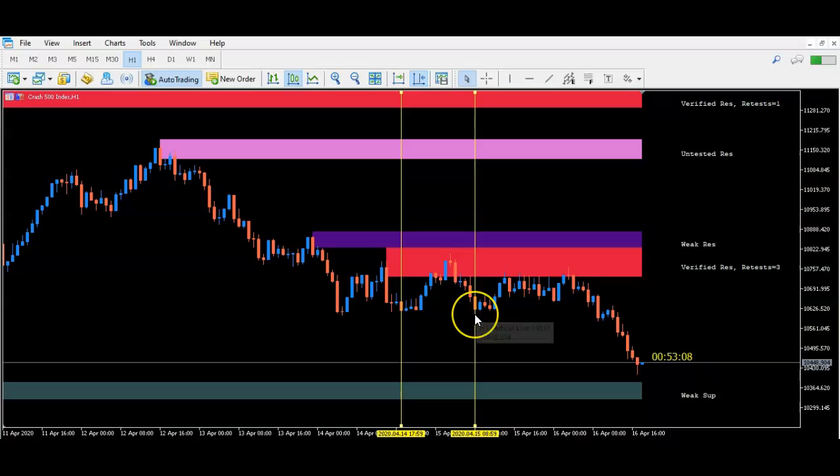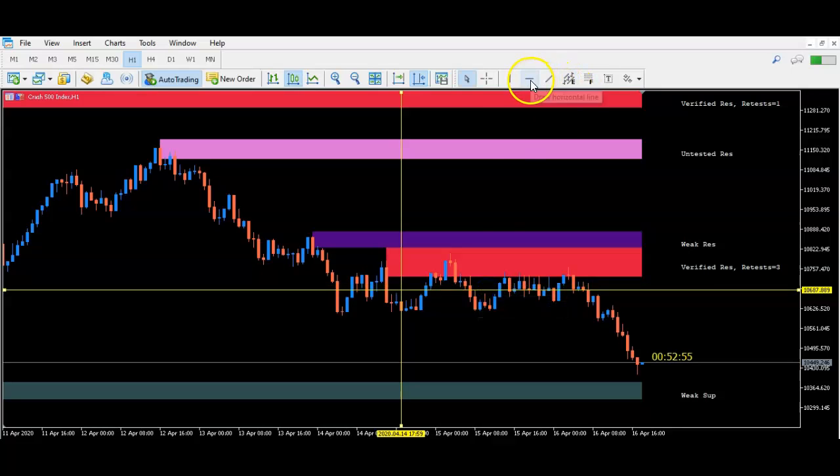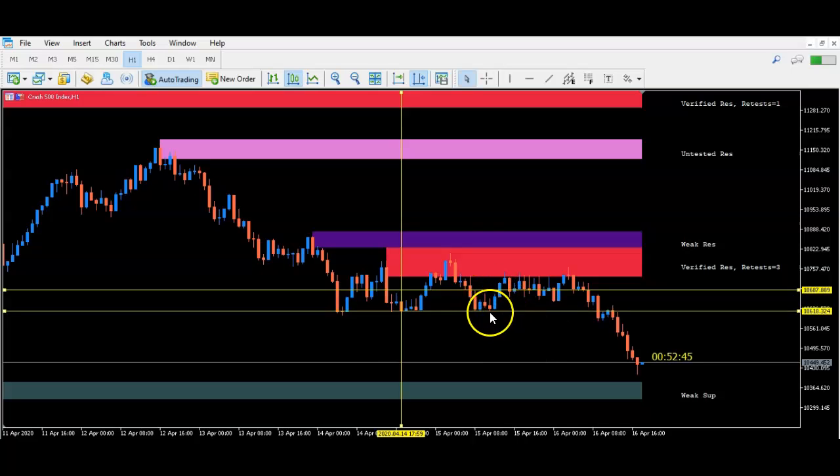Now let's take a look at this one. Here is another mother bar, inside bar. Let's mark that up. This is the upper wick, and here is the lower wick. If this is a downtrend, we anticipate a bearish breakout, and if it's an uptrend, we anticipate an upward breakout.